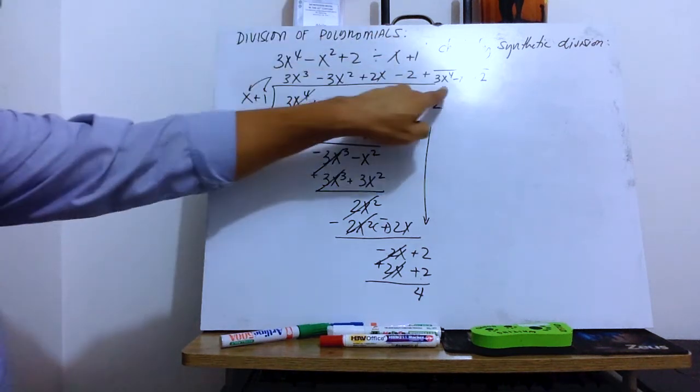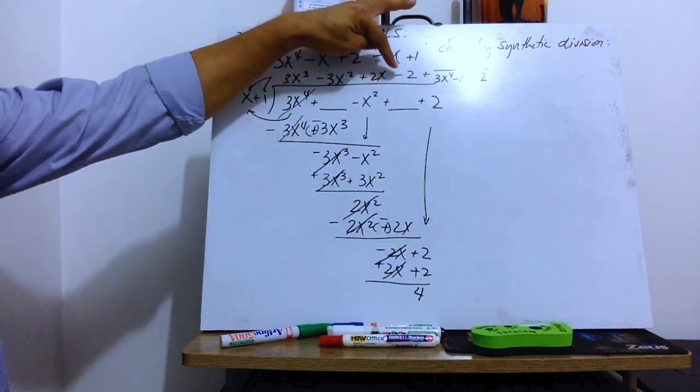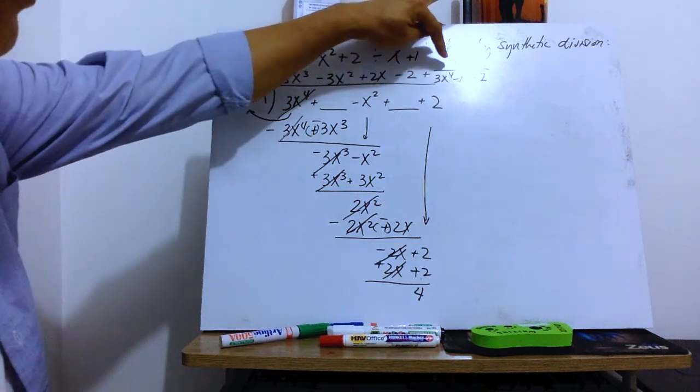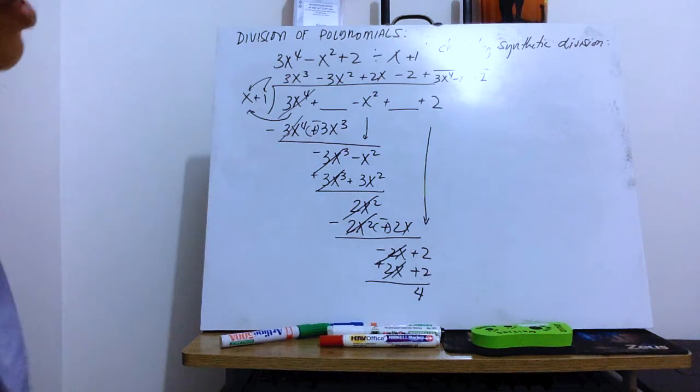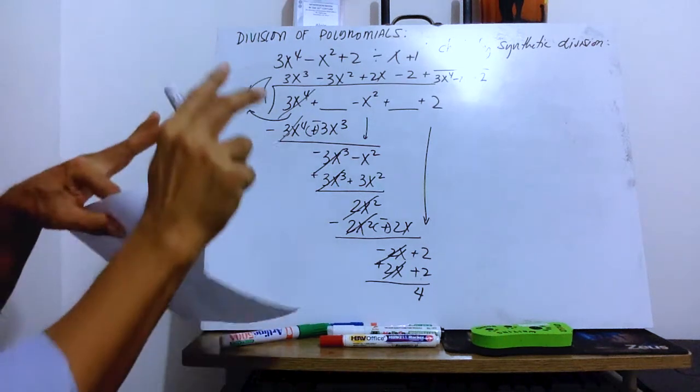You have to write the divisor. 3x cubed minus 2x squared plus 2x minus 2 plus the remainder 4 over 3x to the fourth minus x squared plus 2. Do the checking. Okay, that's the exciting part.